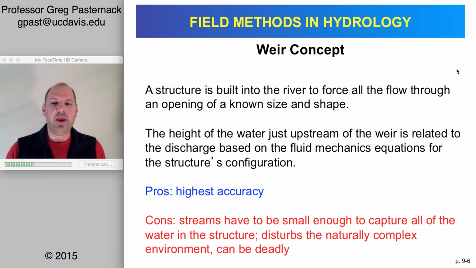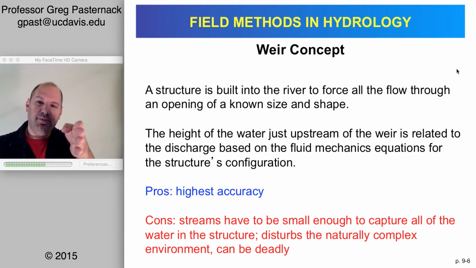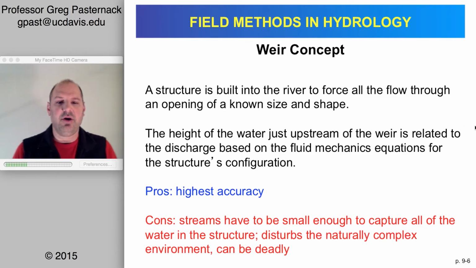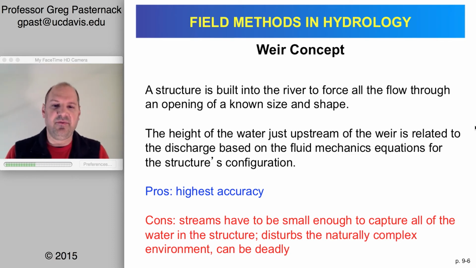The concept of a weir is to build a structure that's going to force the flow into a much smaller space, whether you're building a vertical barrier that it's going to flow over, or whether you're making a wedge shape or something like that. But you're basically going into an opening of a known size and shape, and so the discharge is very easy to compute for that shape. And usually the discharge is a function of the height of the water just upstream of the weir, so that also helps to simplify it.